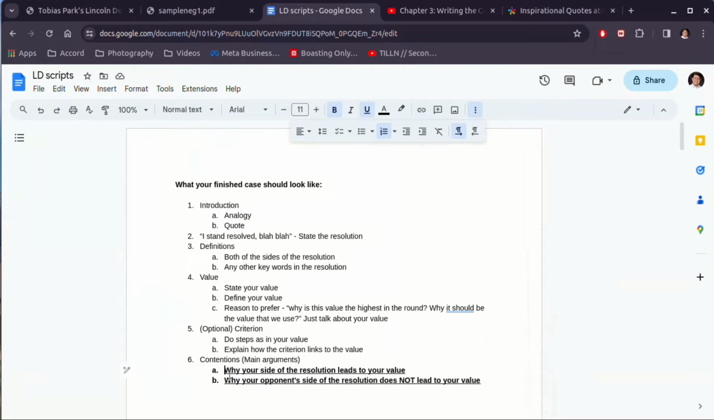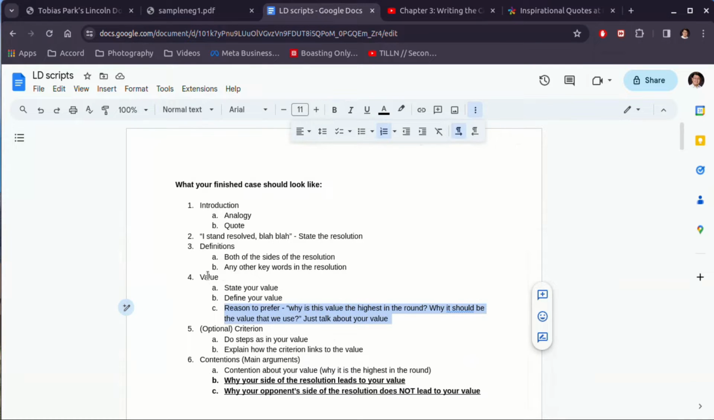Oftentimes, people will also have a contention about your value, about why it is the highest in the round. This may or may not be needed. When you're giving a reason to prefer your value, a reason why your value is the highest value in the round, you can either talk about why your value is important right after you introduce your value, before you go into the criterion and the contentions, or you can have a whole contention dedicated to it, to talking about why the value is the highest value. Or you can have both. That's really up to you.